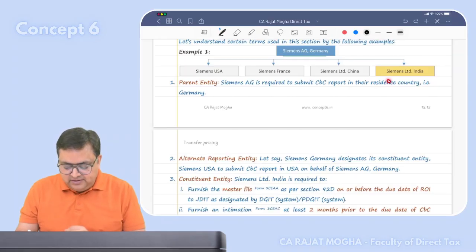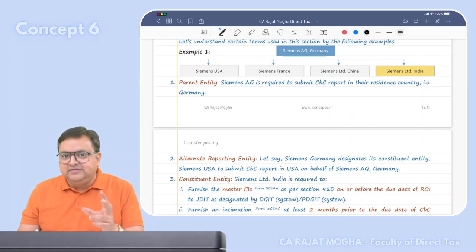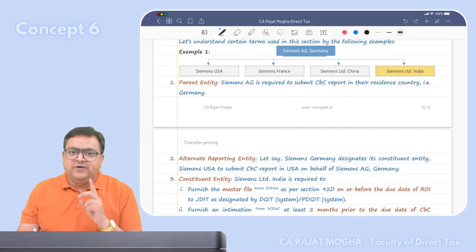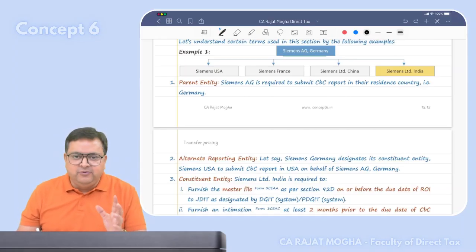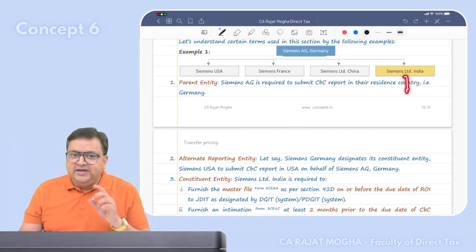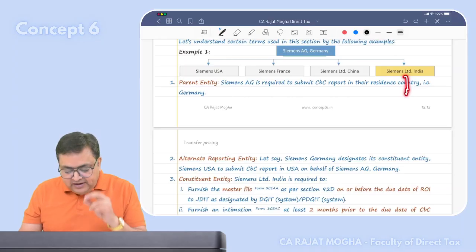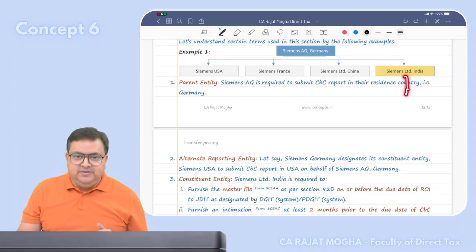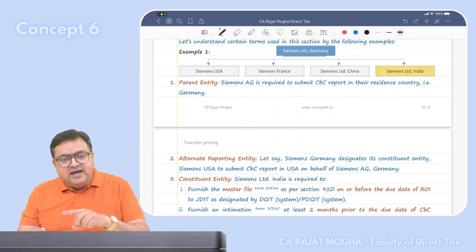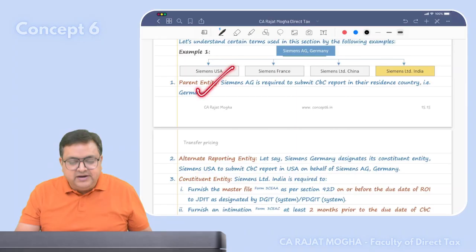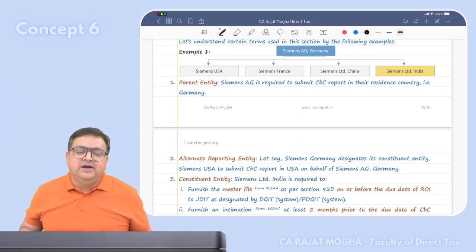Indian Siemens should give us the intimation. They are not filing CBCR, but actually they should. First of all, they have to file the master file. That is for sure. At least Part A they have to file. Part B depends on the revenue and the value of transactions. So first of all, they have to file the master file. Second thing, they have to give a declaration. They have to intimate to us who is filing CBCR: whether Germany is filing, whether Germany has appointed some other alternate entity who is filing, or whether, for example, you are filing. So give us the intimation.